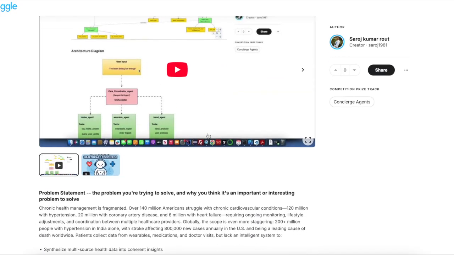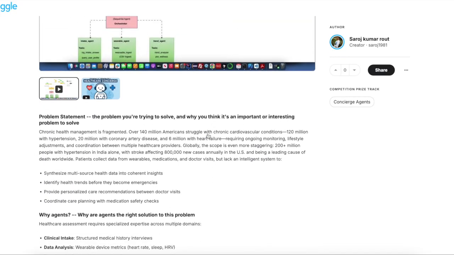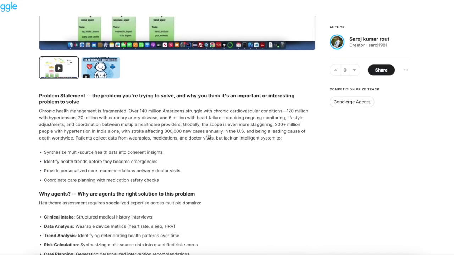The problem I'm focusing on is cardiometabolic disease, especially hypertension and cardiovascular conditions, which affect well over 100 million adults in the US alone and hundreds of millions more globally. Long wait times, clinician shortages, rising cost, and complex lifestyle guidance mean many people delay care or rely on over the counter fixes instead of addressing the root causes.